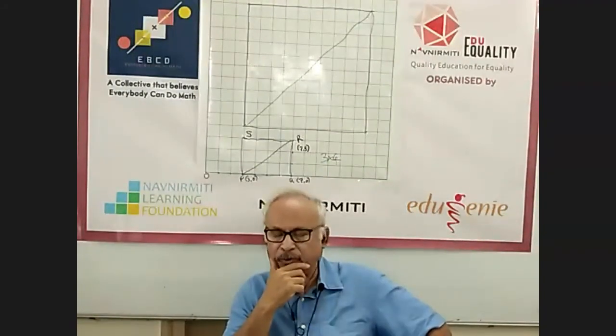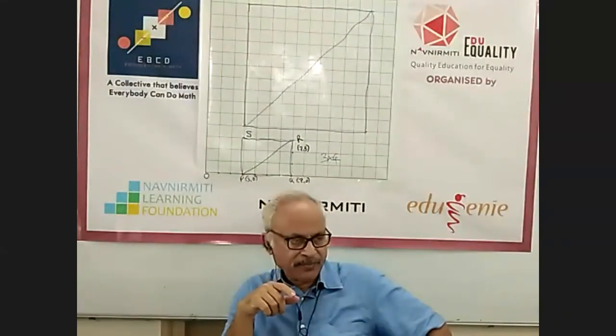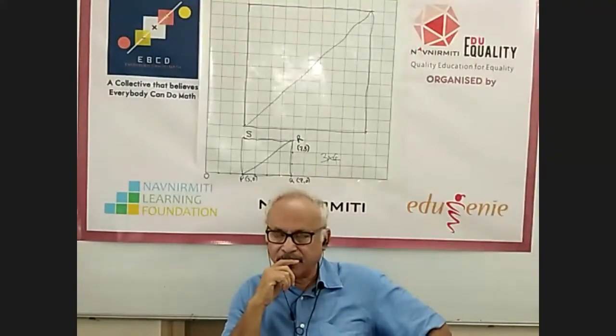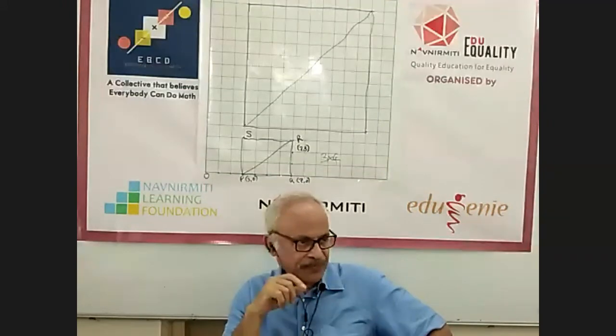Now I want you to do the following. The side of the square is 10, and the diagonal came out to be about 14. Just keep that in mind. Now take a fresh graph paper and draw a rectangle with sides 8 and 5.